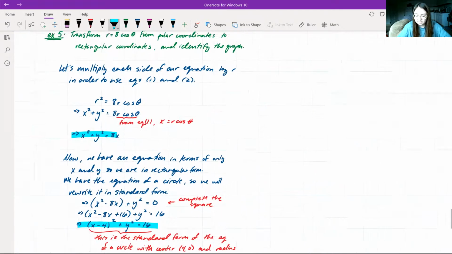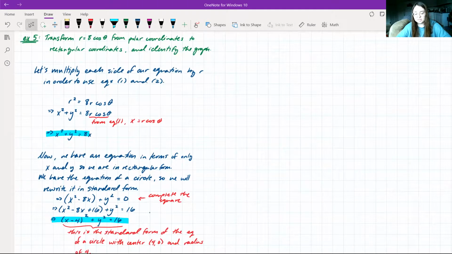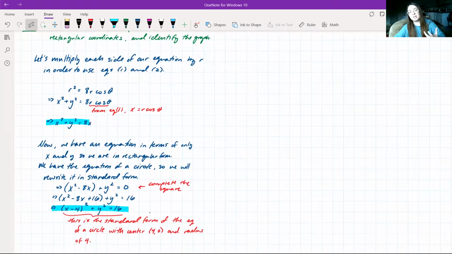So what our question asked was that we wanted to transform our polar coordinates to rectangular coordinates. So we did that by replacing all of our r's and thetas with x's and y's. So that was our first answer of x squared plus y squared is equal to 8x. Then we wanted to identify the graph. So identifying the graph was rewriting that equation, finding the equation of the circle, and rewriting that in standard form.